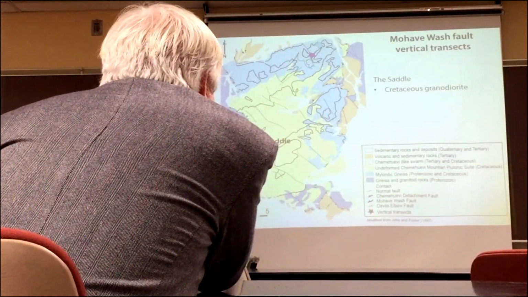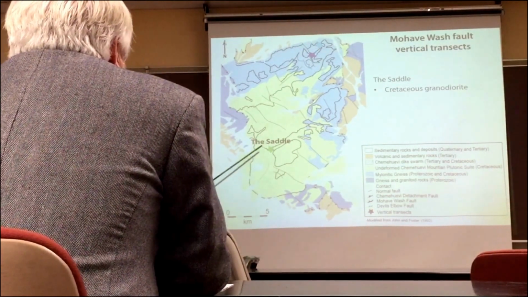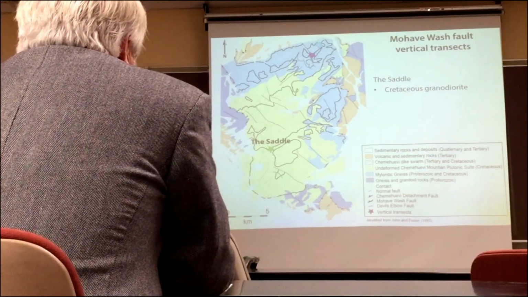Now I'll get into describing the vertical transects. I'll start with the vertical transect in the southwest, known as the saddle. The host rock here is Cretaceous granite diorite.